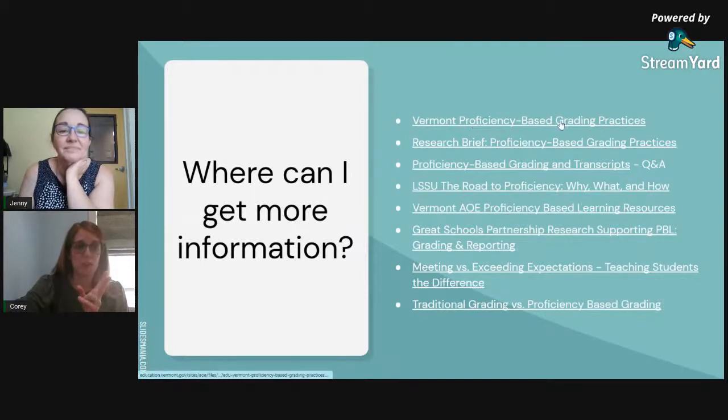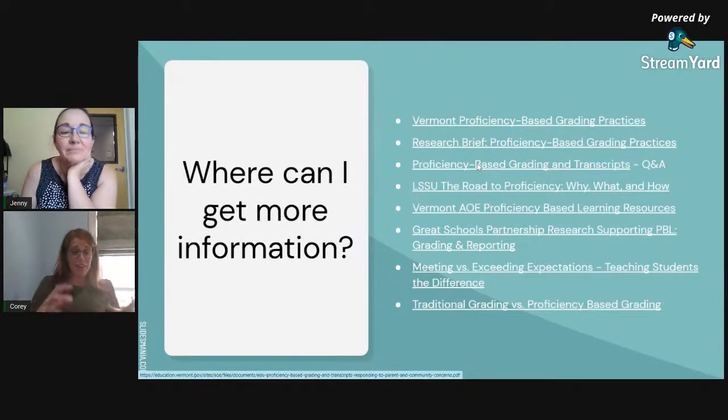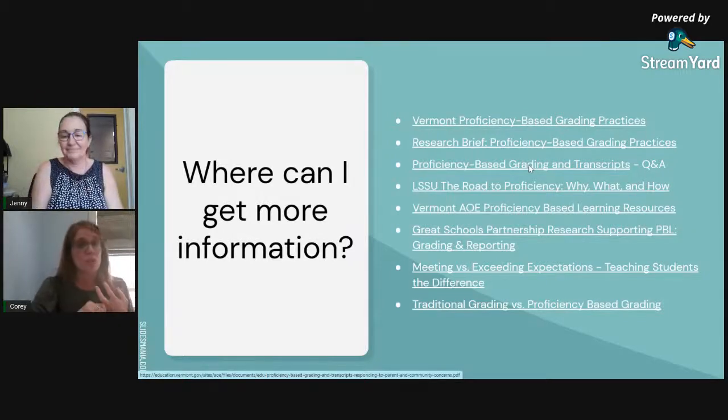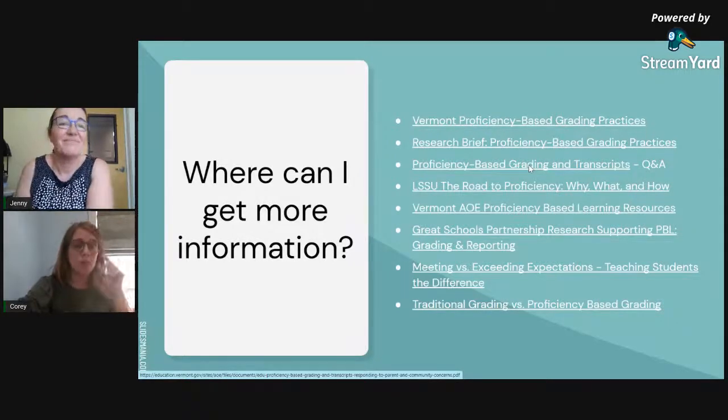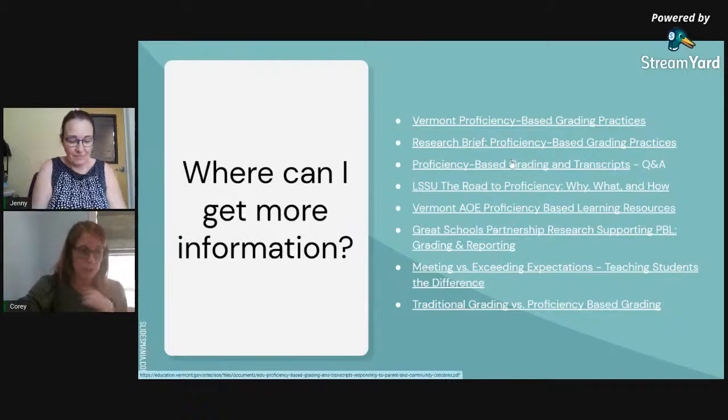There's the Vermont Proficiency Based Grading Practices, which I had brought up earlier. There's a longer report about it that has some interesting information. You have the proficiency-based grading and transcripts. It's a question and answer document. I know we've had questions which we're not going to address today, like, what about families? What does this mean for students graduating? What does this mean for colleges and transcripts? This document begins to answer some of those questions.